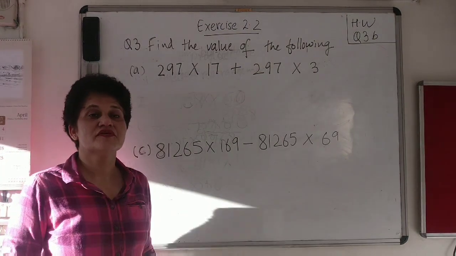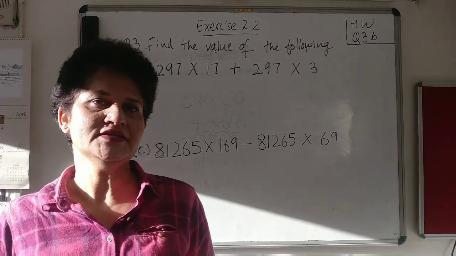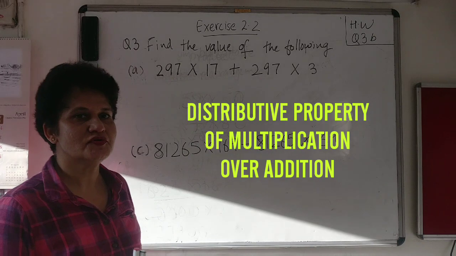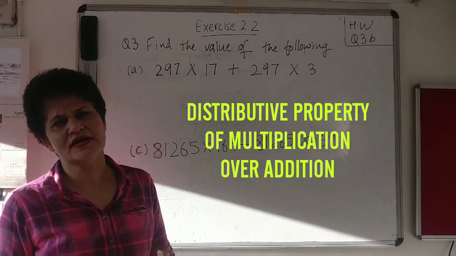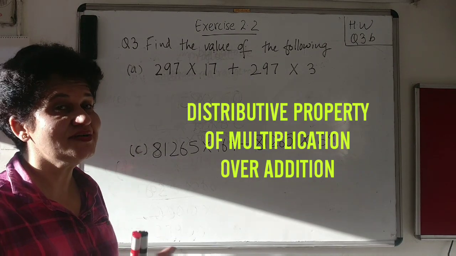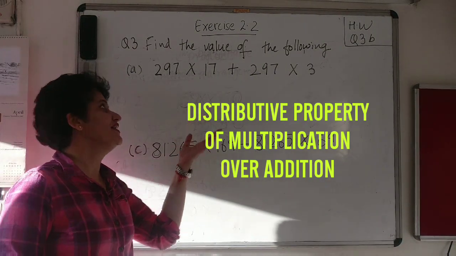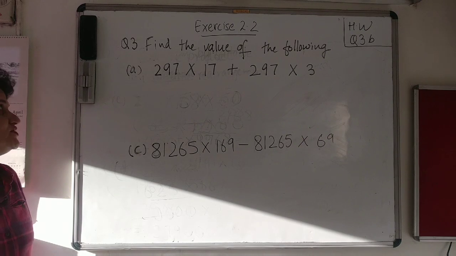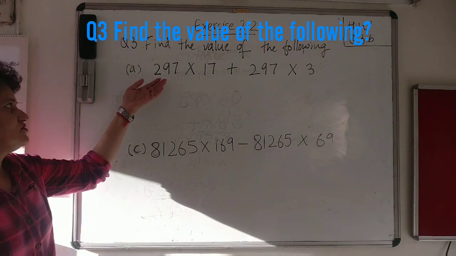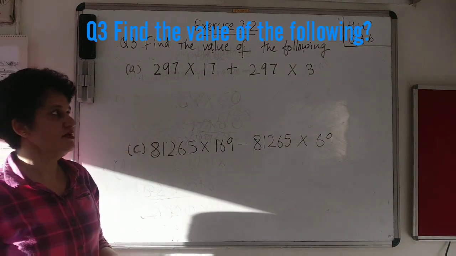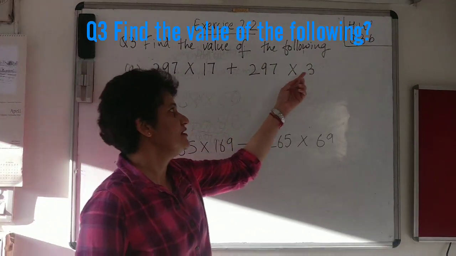Question number 3, in which we will be applying the third property that you have learned, and the property is distributive property of multiplication over addition, or we can also apply distributive property of multiplication over subtraction. So we will be doing that. So let's read the question. It says find the value of the following, and the question says 297 into 17 plus 297 into 3.